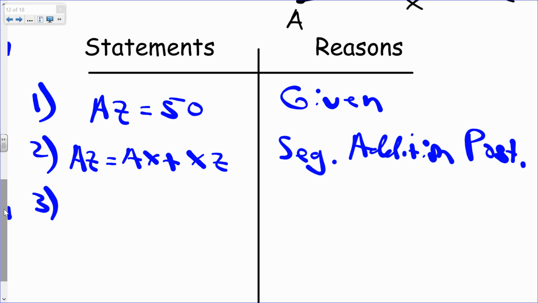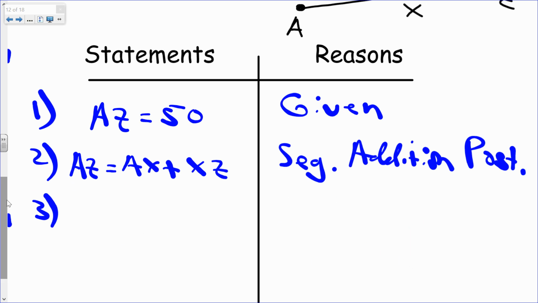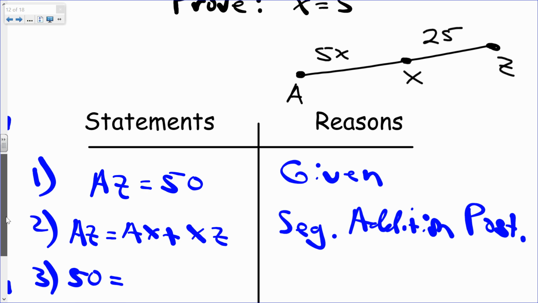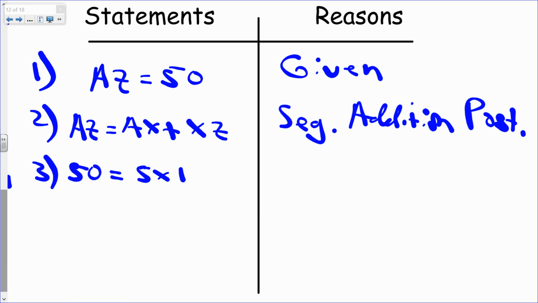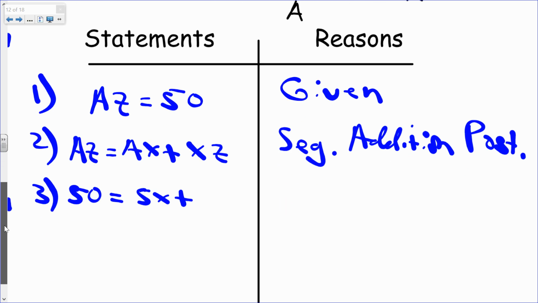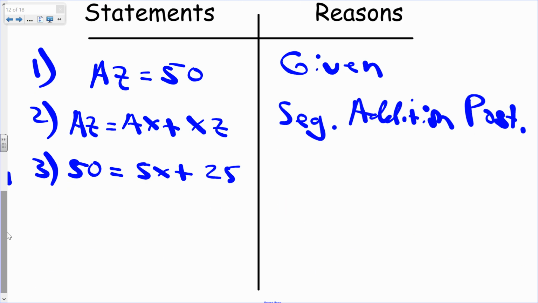Good try. What do you think, Cheng? 50. Look at AZ is 50. So I'm going to rewrite this equation, but instead of AZ, I'm going to put 50. Instead of AX, what is AX according to the picture? How big is AX? Thank you. I'm substituting. And then XZ is 25. Look at that. I'm just substituting. What property allows me to substitute? Thank you. The substitution property.